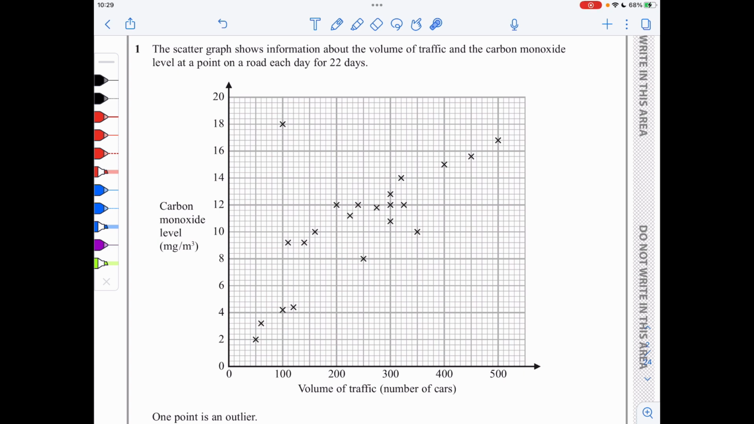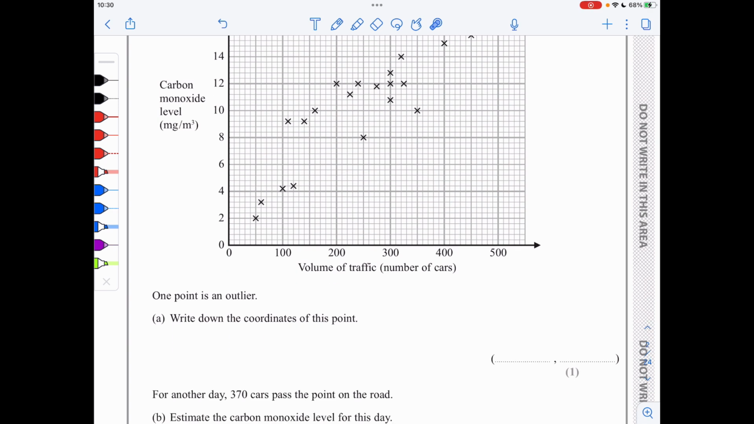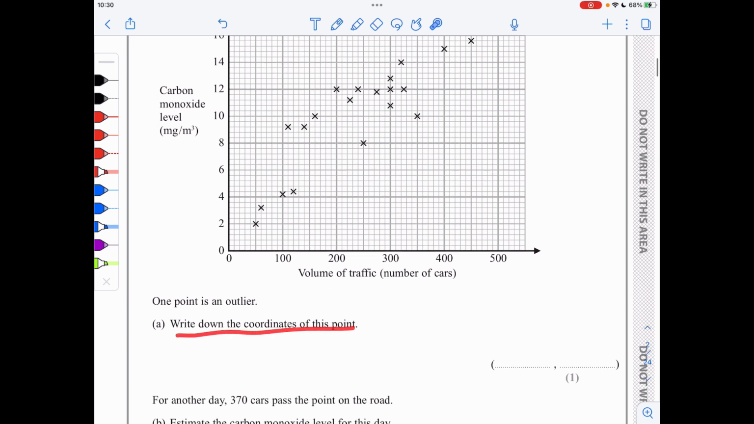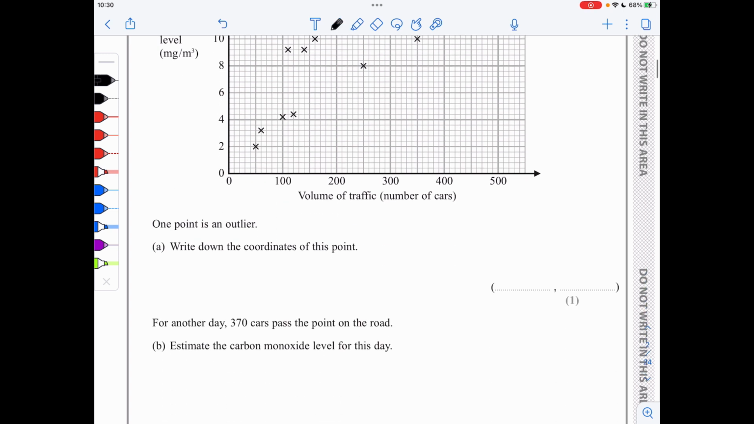In question 1, we're given a scatter plot of the carbon monoxide levels against the volume of traffic in terms of number of cars. And we are told that one point is an outlier and we need to write down the coordinates of this point. Obviously, an outlier is a point that falls outside the pattern, so that's the one here. It's the point with coordinates 100, 18.